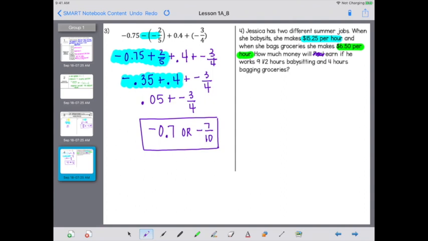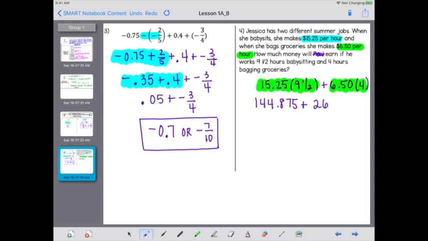So works 9.5 hours babysitting. So we have 15.25 when she babysits at 9.5 hours, plus your $6.50 when she bags groceries for 4 hours. So we're combining those two. We want to multiply 15.25 times 9.5, you're going to get 144.875. And then when you multiply 6.50 times 4, you're going to get 26.